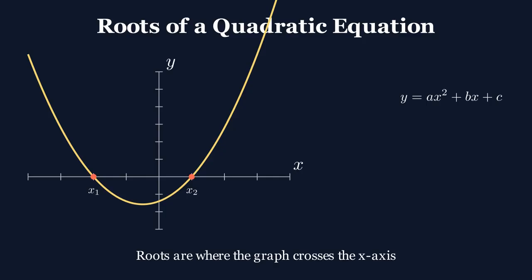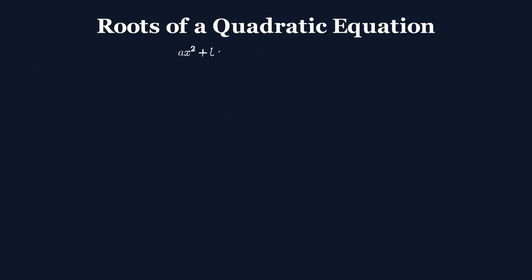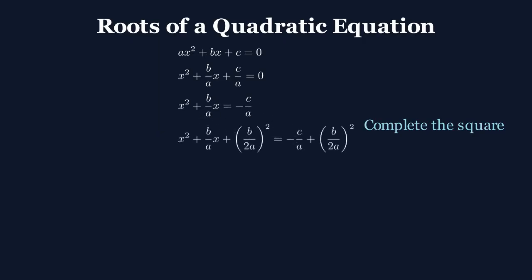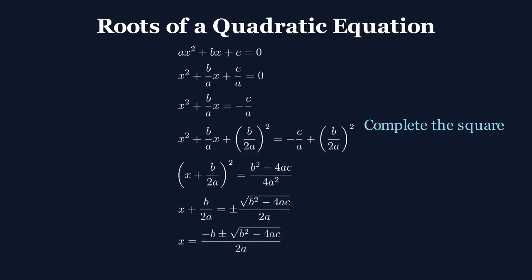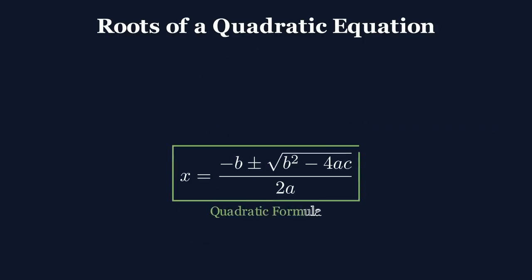To build the quadratic formula, we start with ax squared plus bx plus c equals 0. Divide everything by a, move the constant term to the other side, and complete the square. After simplifying, every quadratic equation follows one powerful formula. x equals negative b plus or minus the square root of b squared minus 4ac all over 2a.